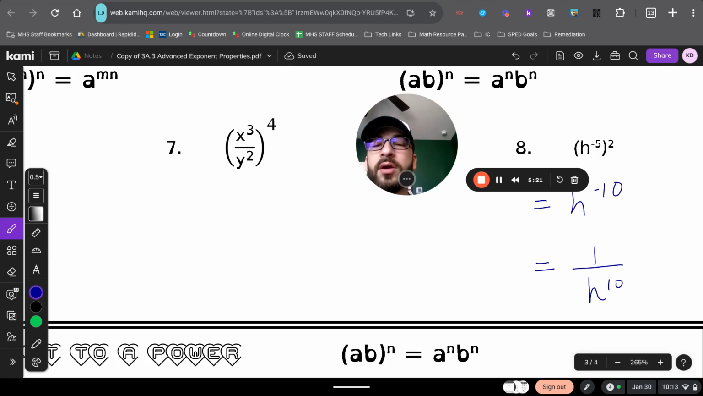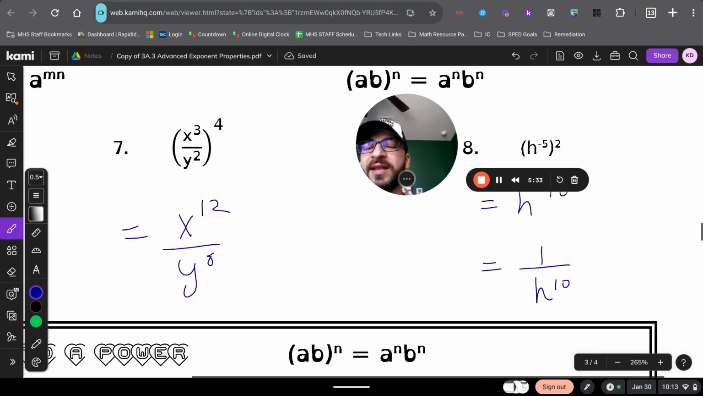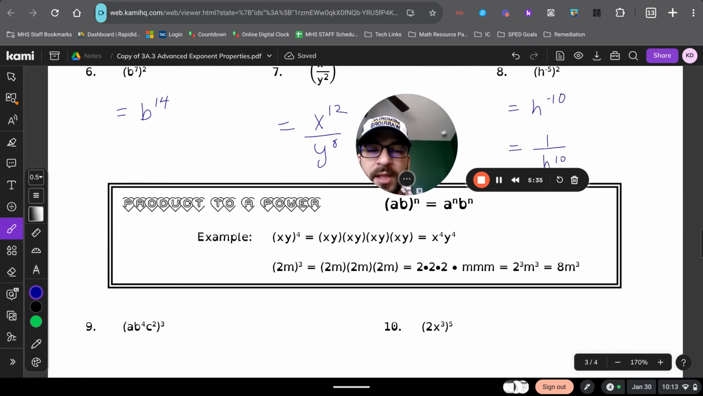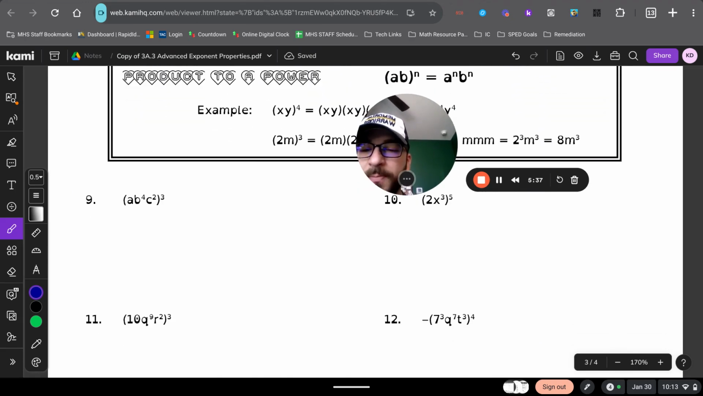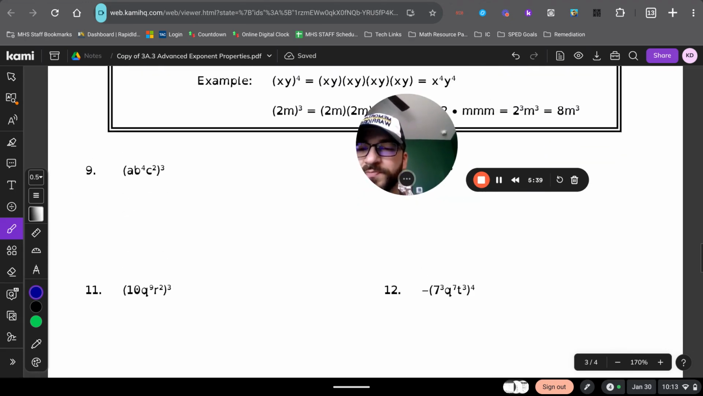So this 4 would multiply in the 3 and multiply in the 2, so it would give us x to the 12th over y to the 8th. So we still apply that power to a power property, but across everything that's being multiplied or divided inside. Okay, so let's do a couple to kind of finish things out.